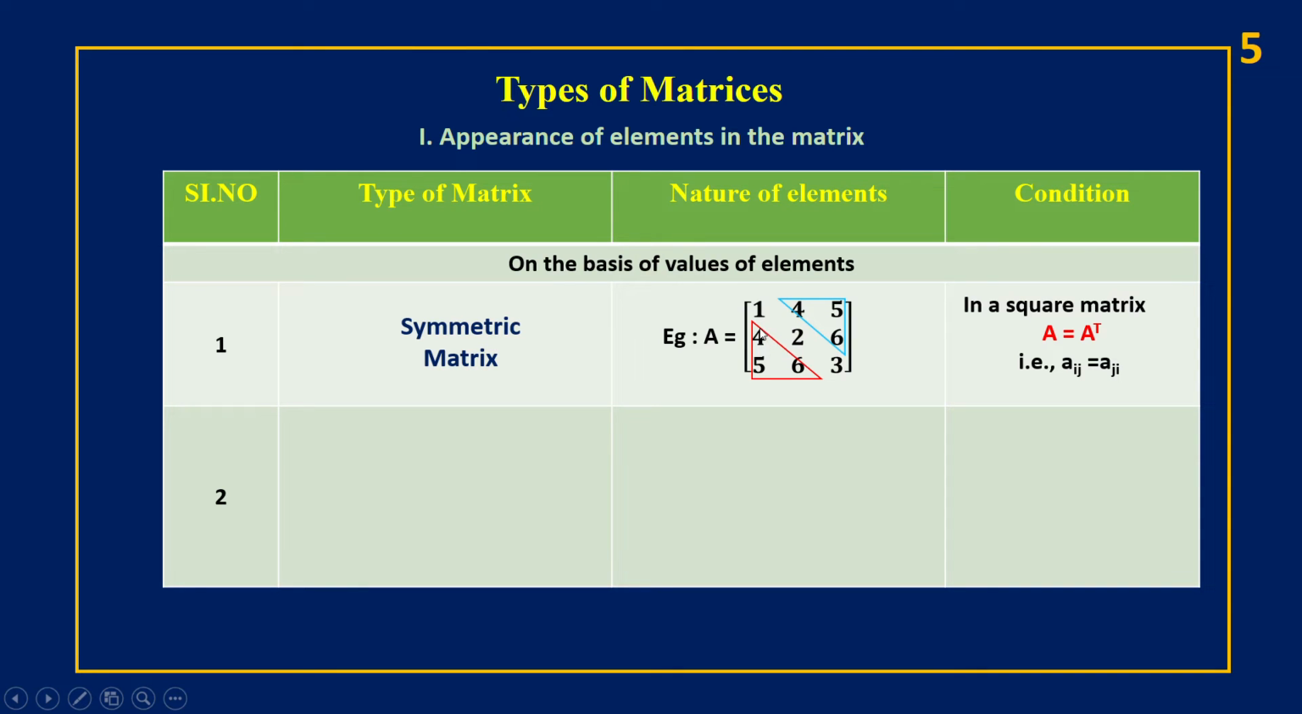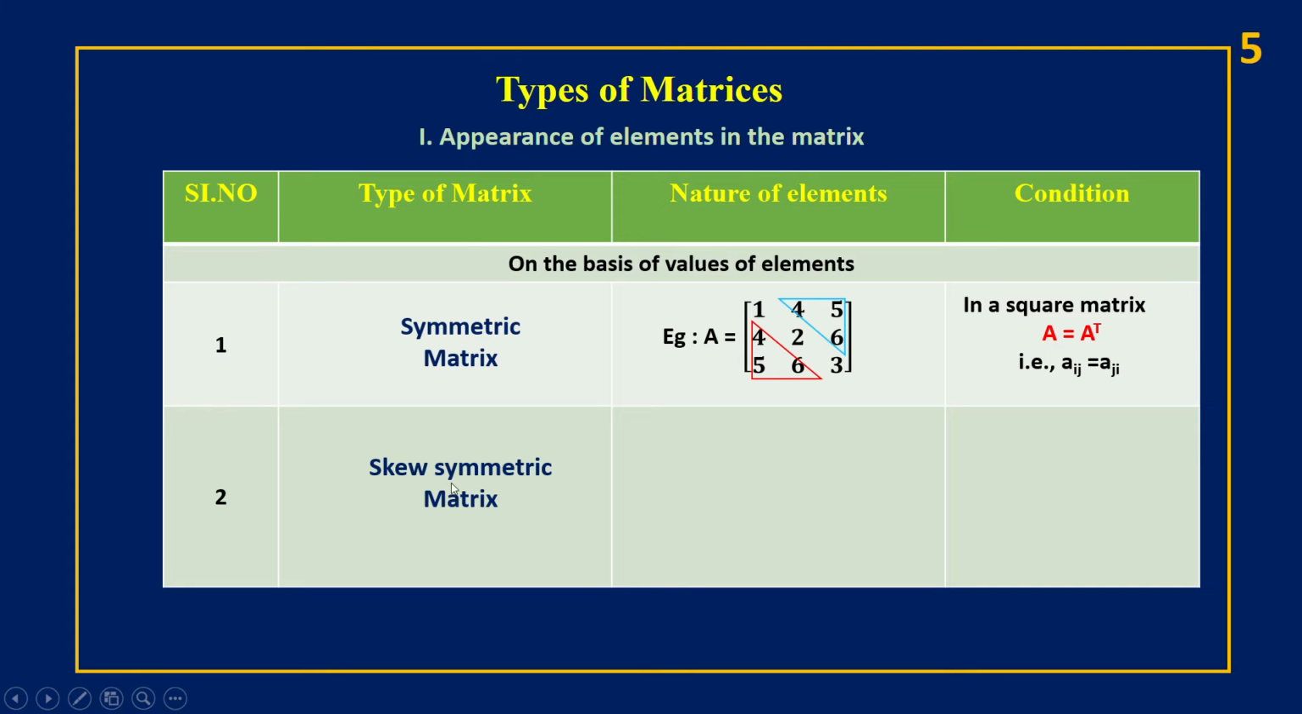We can find it by the triangles also, or by the A equal to A transpose condition. It can be otherwise represented as Aij equal to Aji. The Aij element will be equal to the Aji element. For example, this 4, the position is A21, and here A21 equal to A12, and here A31 equal to A13. Like that we can find out whether the matrix is symmetric or skew symmetric.